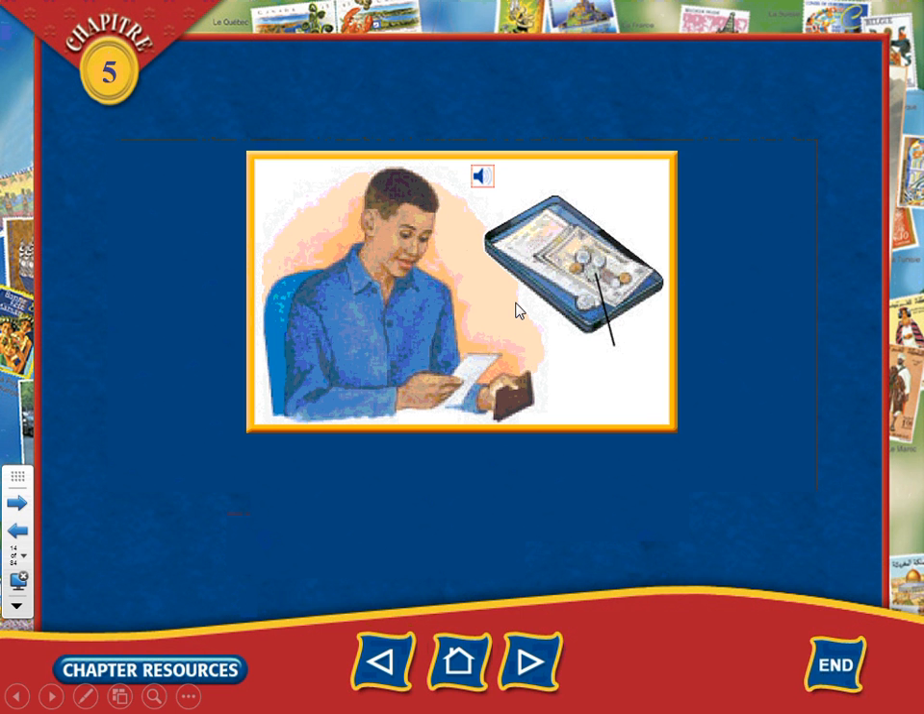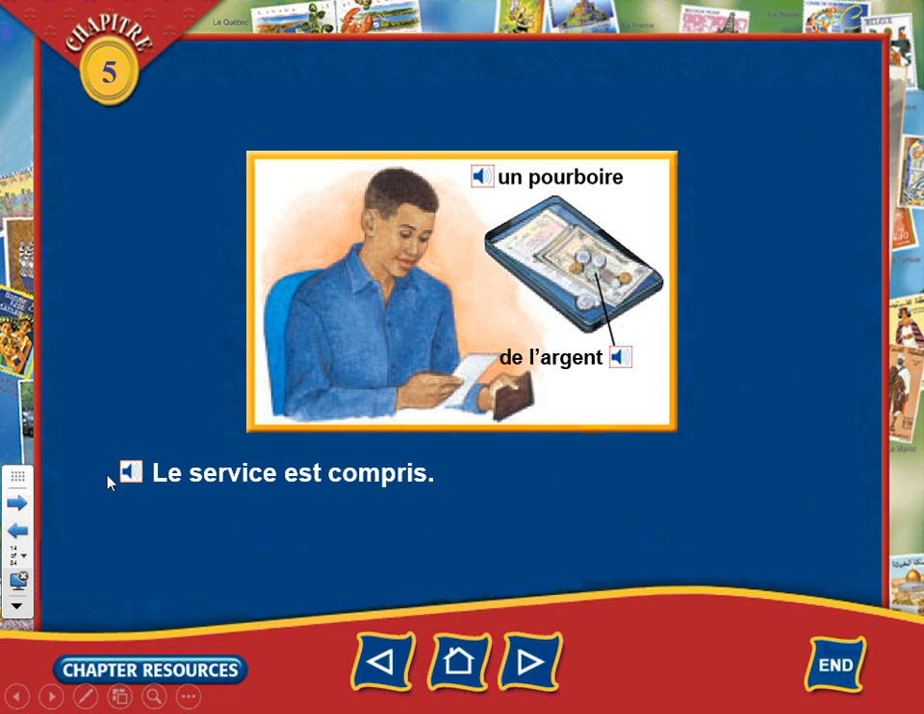Un pourboire. Un pourboire, in English, we call that a tip. That's the little bit of money that you leave the waiter, the server, the waitress after the meal. Un pourboire is a tip. De l'argent, some money. Le service est compris. This means that the service is understood. It's what we say, the tip is included.